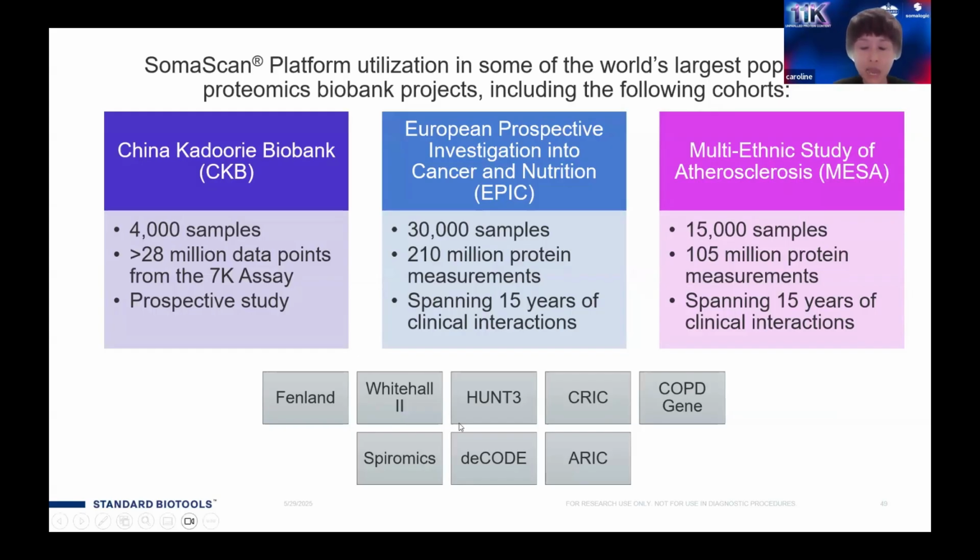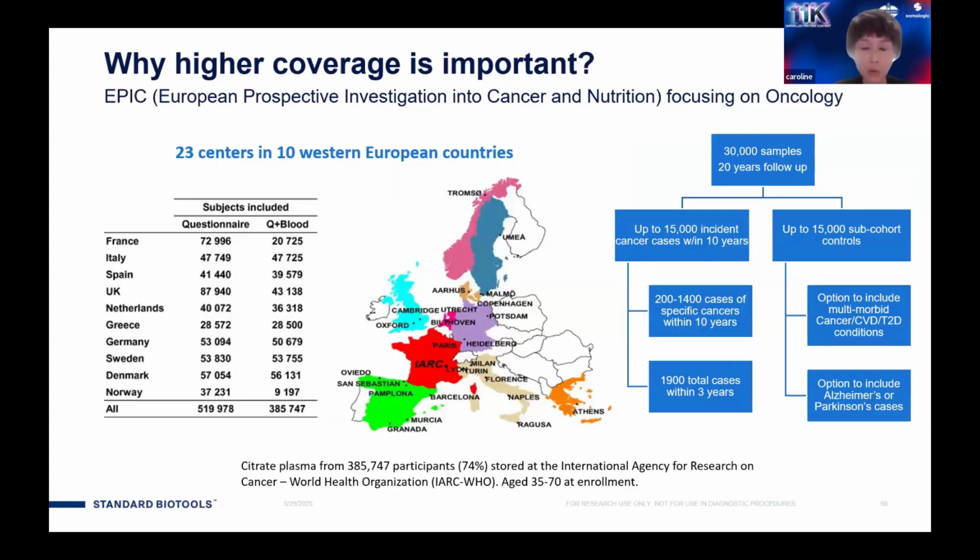At the bottom of the slide are other examples of biobank or cohort studies that have made use of the SomaScan platform. All these large biobank studies have generated millions of protein measurements to enable researchers to gain deeper insights into the diseases they are interested in. And I wanted to show some preliminary data based on the EPIC study, where they have run over 30,000 samples on the SomaScan 7K platform.